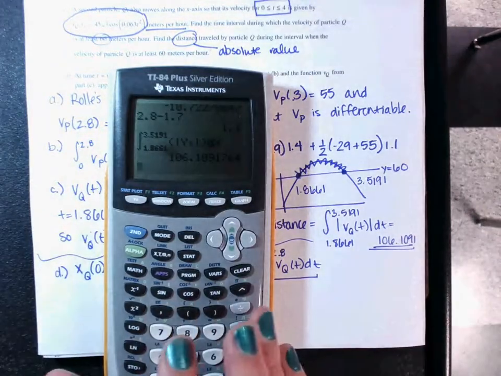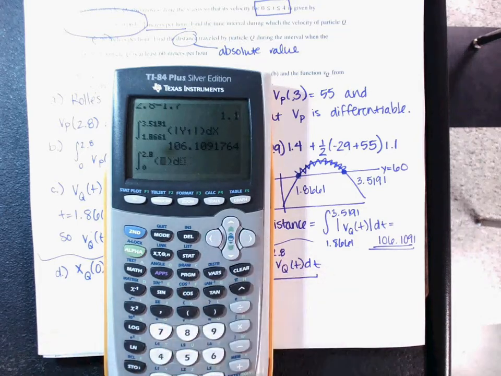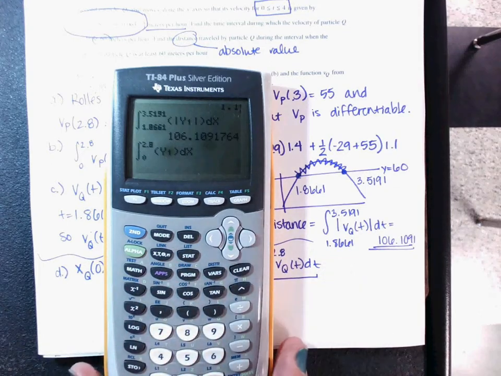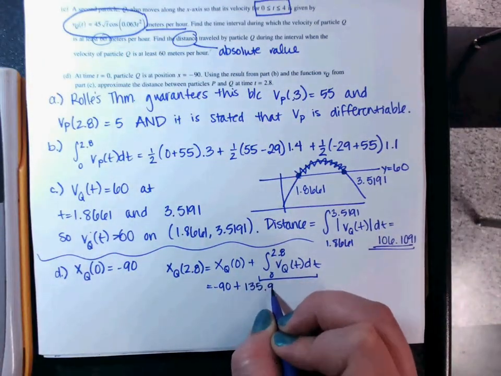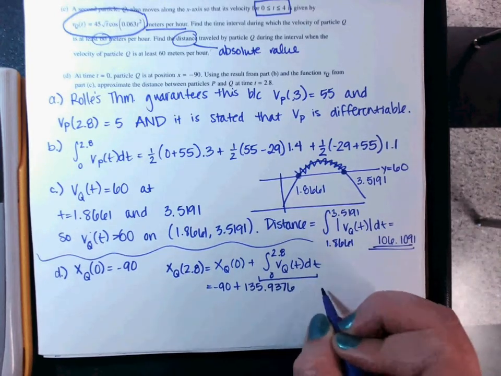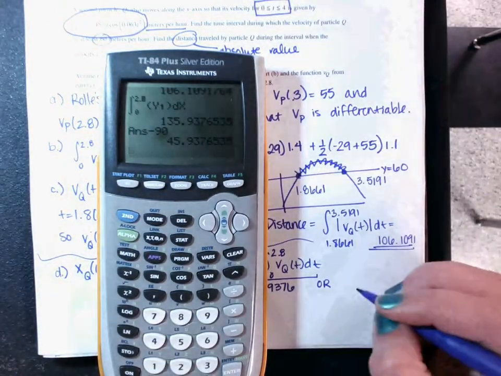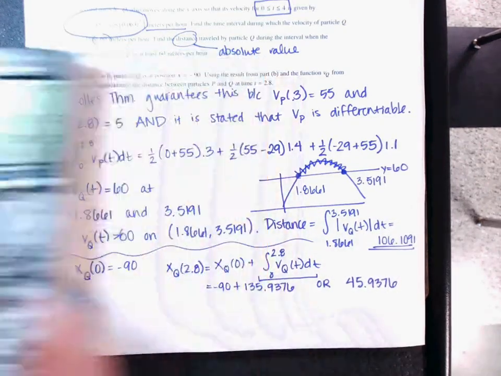Now, when I do that, remember that you should not have absolute values around it this time. Okay, so 0 to 2.8, alpha trace y1 dx. Okay, it comes out to be 135.9376. You could have left it like that, or you could have went ahead and subtracted the 90 from it. So when I minus 90 from it, I got 45.9376. Okay? Now, that's only the position for particle Q.